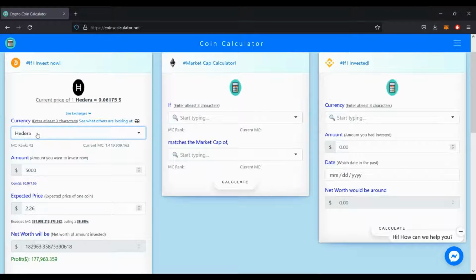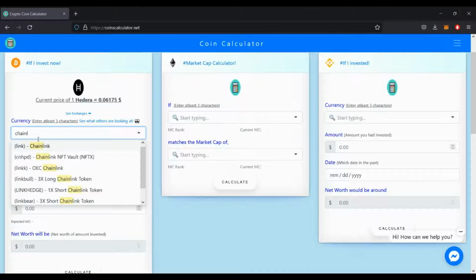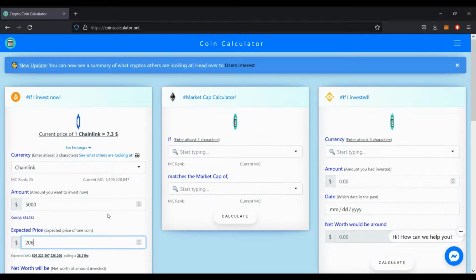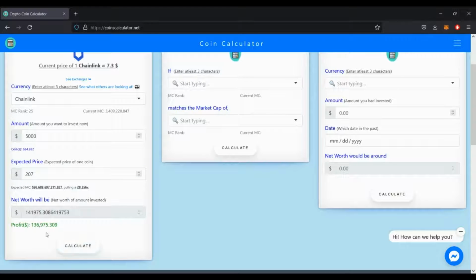And let's choose another project. We can choose our favorite actually, which is Chainlink. We put in Chainlink right here, and we'll see the ticker right up here. And let's say we invest $5,000 in it over time, and we expect it to reach our 4.236 extension at least, which is around $207. And now it calculates, and we get pretty good profit margins right here at around $137,000 too.